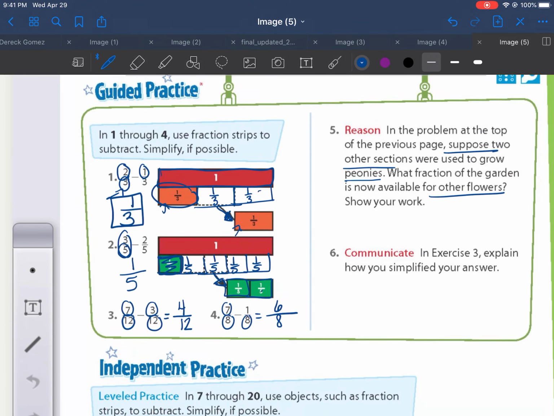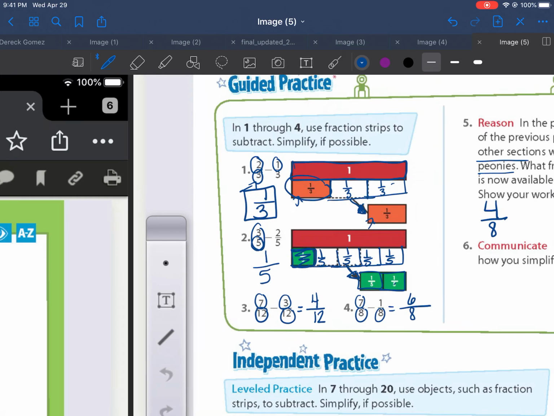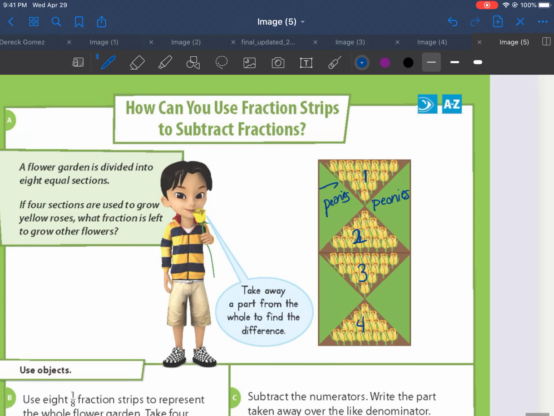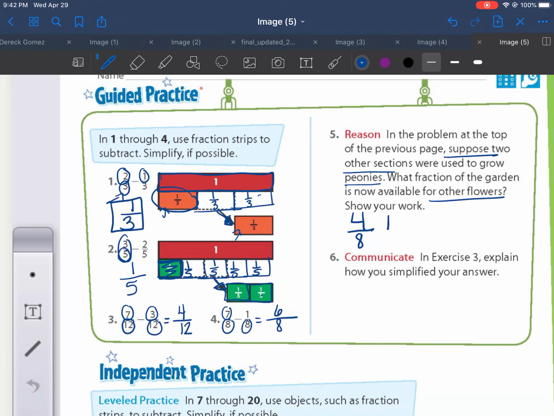Remember, we go back over here. There was 1, 2, 3, 4. There was 4 parts that were being used. In total, there was 8. So now we're going to be using 2 more for the peonies. So I'm going to add the 2 that we're using. The denominator is 8 because there's only 8 parts.